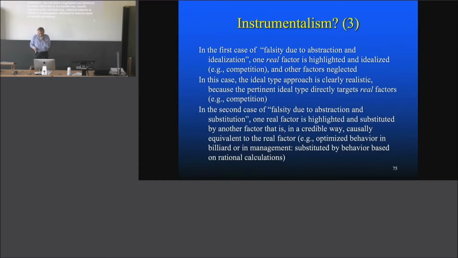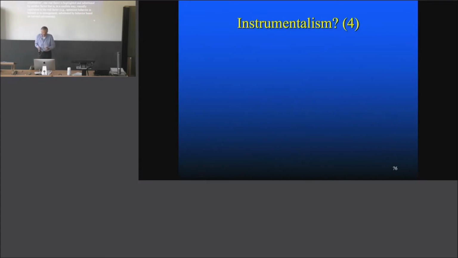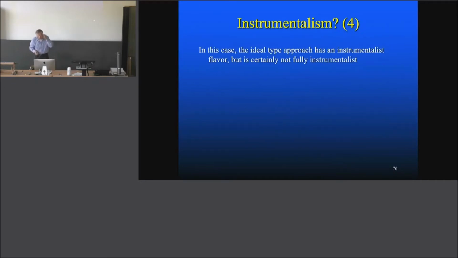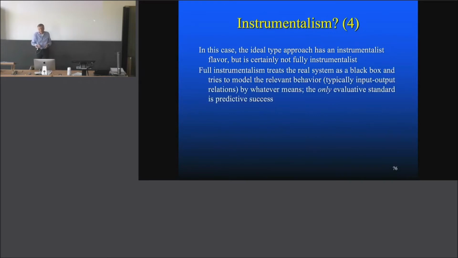But that's the real factor, right? So again, a real factor is highlighted, but in this case, the ideal type approach has an instrumentalist flavor, right? You may say, but wait a minute, I only use this intentionally false instrument of supposing the billiard player really calculates. That's false, and that's only an instrument. So you can say, no, this is somehow instrumentalist, isn't it? It's not fully instrumentalist, because otherwise you wouldn't need that argument that this is causally equivalent to the real thing. That the instrumentalist never needs. He says, I only care about predictions. So it's not fully instrumentalist, but it certainly has some instrumentalist flavor. And of course, that brought people to the idea that he's an instrumentalist.